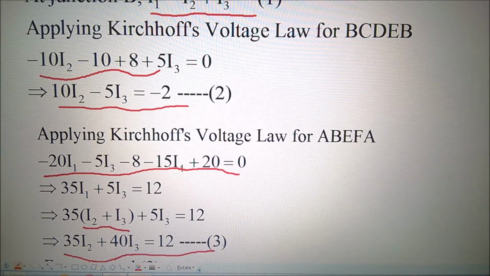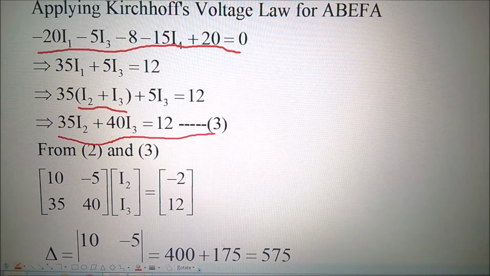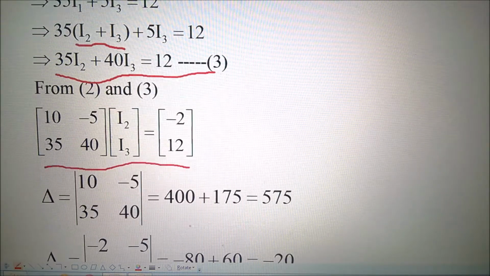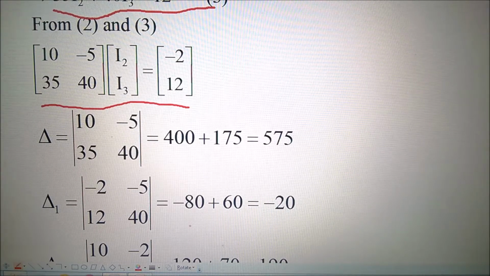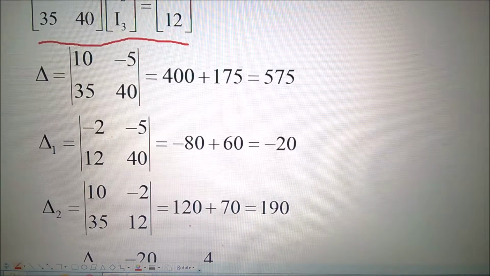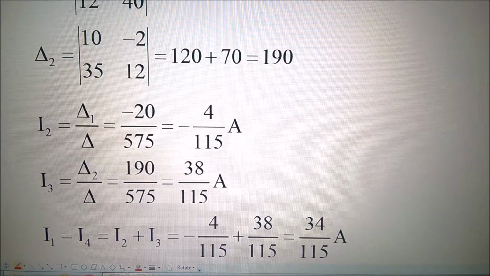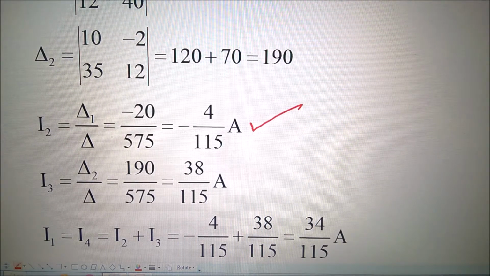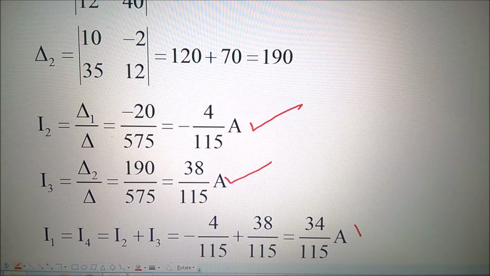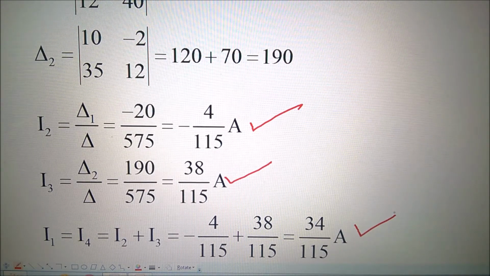And from equations 2 and 3, if we combine, we'll get a matrix. After getting this matrix, we can use Cramer's rule with the determinant, and using it we can solve these two equations and get I2 and I3. We got I2 and this is I3. And then I can find I1 from equation number 1. And that is all about this problem.